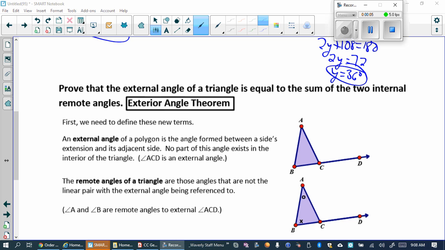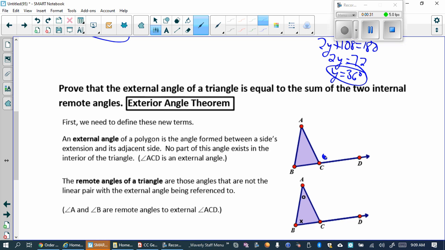So, what is an exterior angle? Recording, yes. So if we have a triangle, what is an exterior angle or external angle? If we take one side of the triangle, everybody see this, and extend it out here, this angle right in here is called an exterior angle.